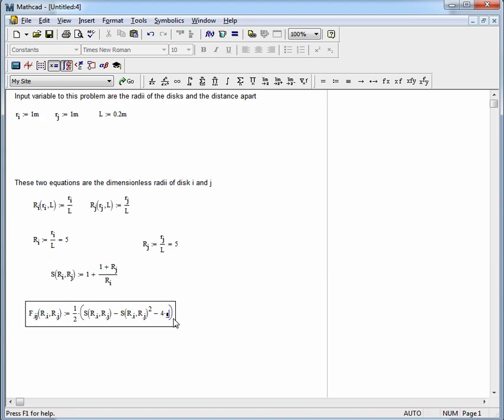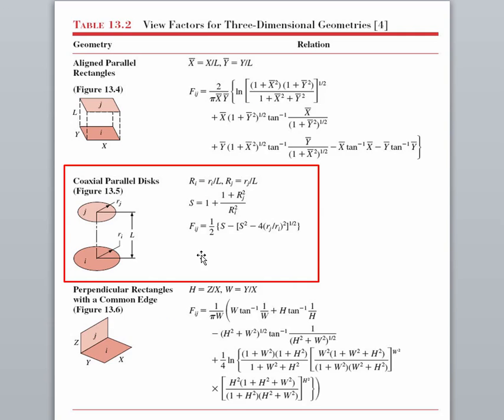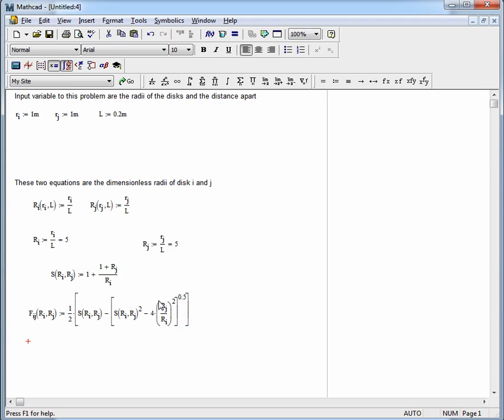And so instead of making this a function of both big R's and both little r's, I can make this just a function of the dimensionless forms of these. And that's going to be squared. And then this quantity up till here is going to be the square root of that. Okay, so our function's ready to go.